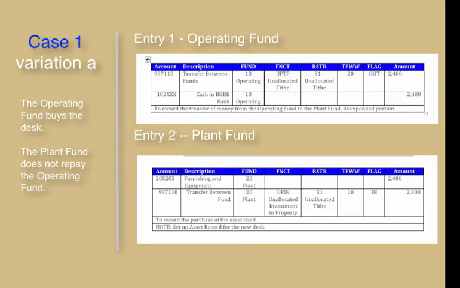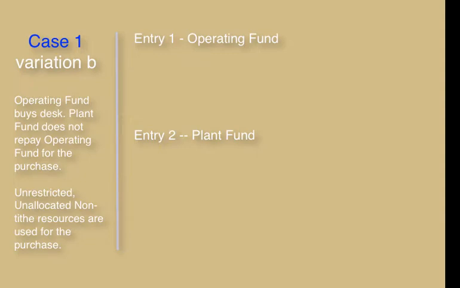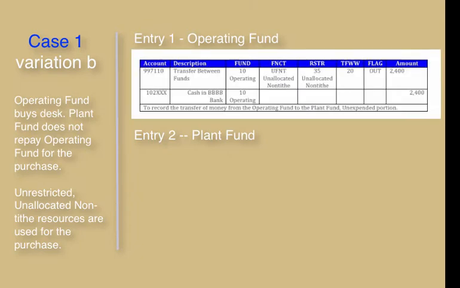Now let's look at variation B of case 1. Money to purchase the desk is coming out of the operating fund, not to be repaid by the plant fund. But this time, the resources that are going to be used for the purchase of the desk are unrestricted, unallocated, non-tithe resources. The entry on the operating fund side is a debit to account 997110, the transfer between funds account.